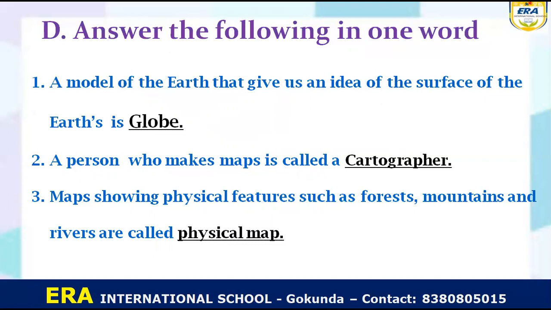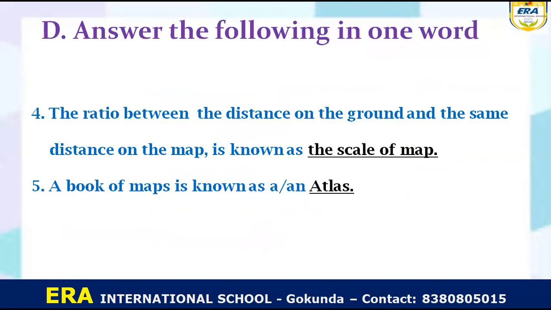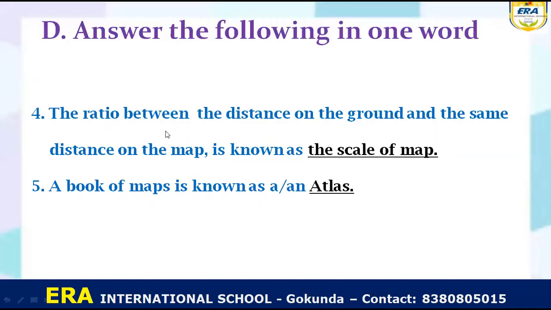So in this way, we see the exercise questions 1, 2, 3, 4. The ratio between the distance on the ground and the same distance on the map is known as the scale of map. And the last question, once again repeated, you learn so many times, a book of maps is known as atlas. So in this way, we learn all the exercises from A to D.